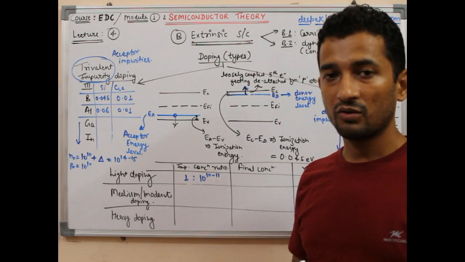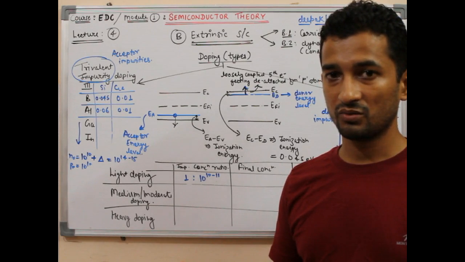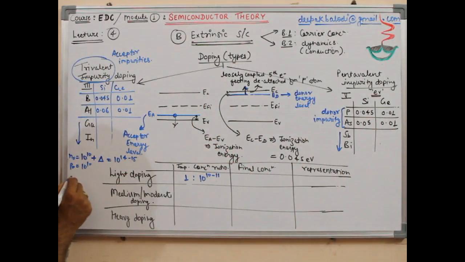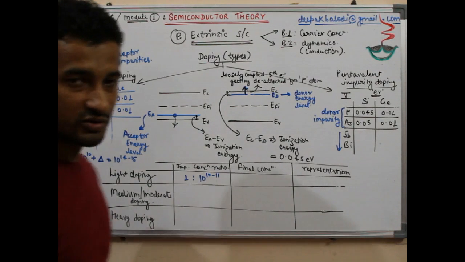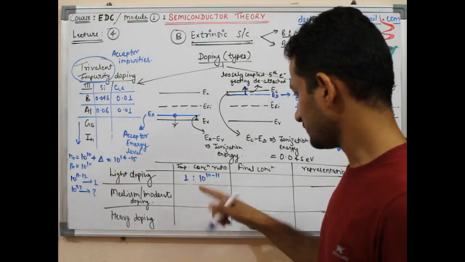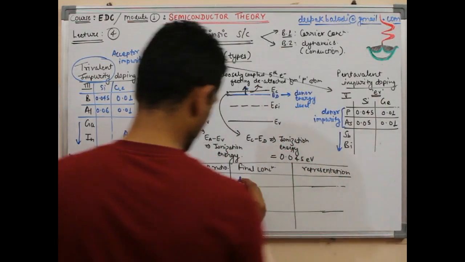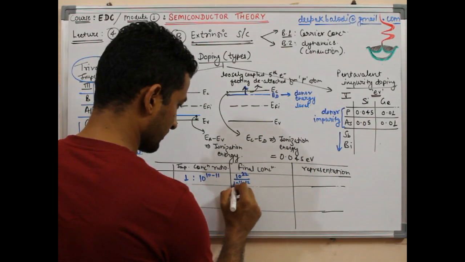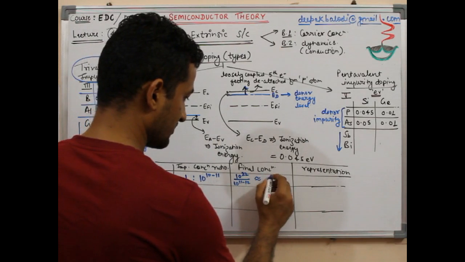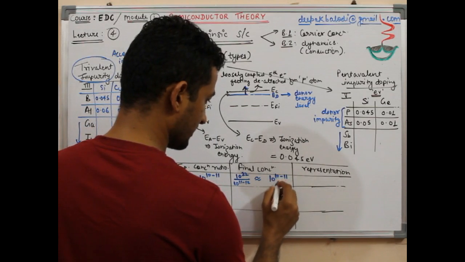So out of the total atoms per centimeter cube, that figure is 10 to the power 22. I'm saying that out of 10 to the power 11 or 12, I'm inserting one. So out of 10 to the power 22, how much will it be? It will be 10 to the power 22 divided by this. So the final concentration would be 10 to the power 22 divided by 10 to the power 11 or 12. This approximately comes in the range of 10 to the power 10 or 11.